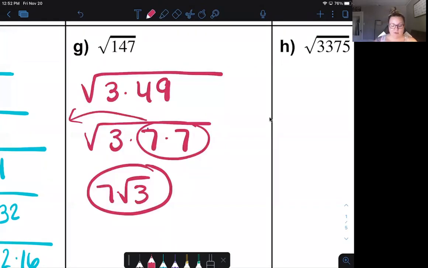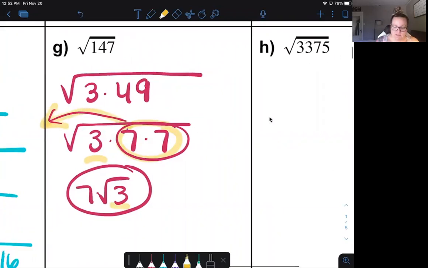So I broke down 147 to 3 times 49. 49 is 7 times 7. So we have 7 root 3 as our final answer, because we had a group of 2 7s that we can bring out, and then we leave 3 under the radical.